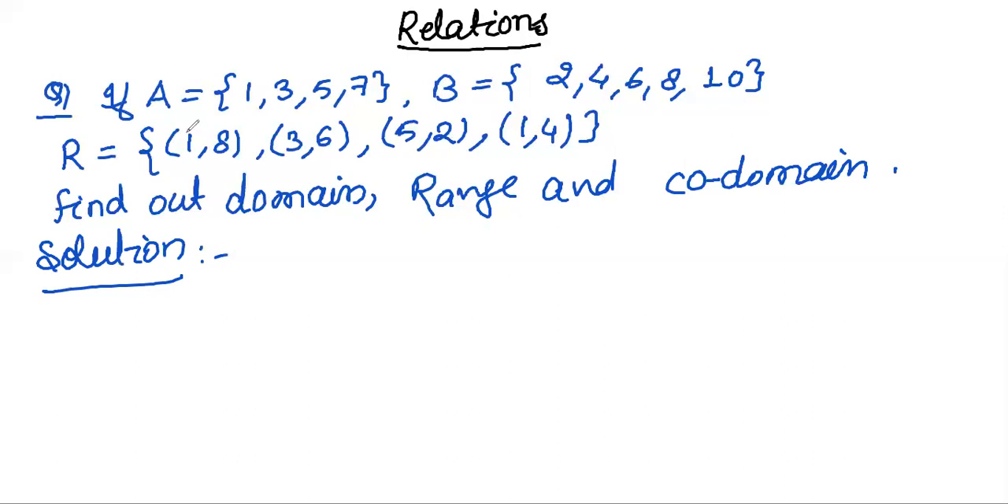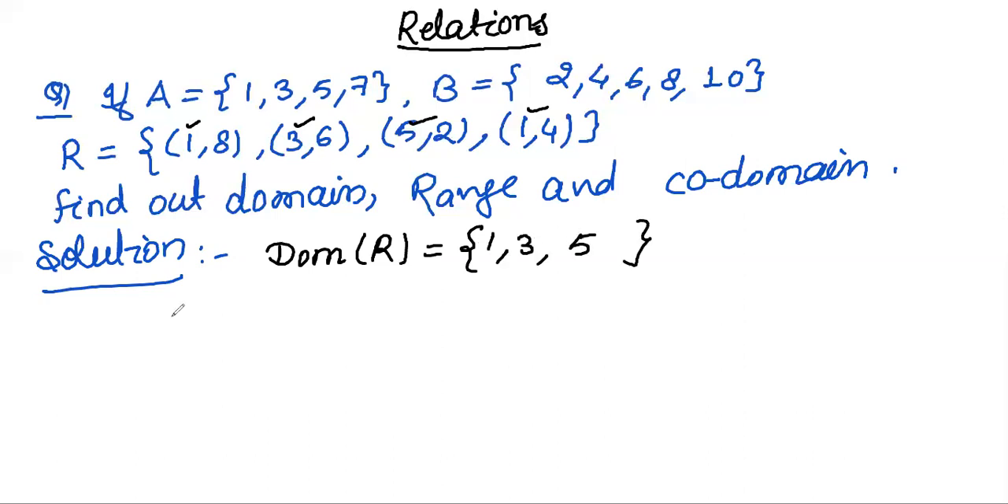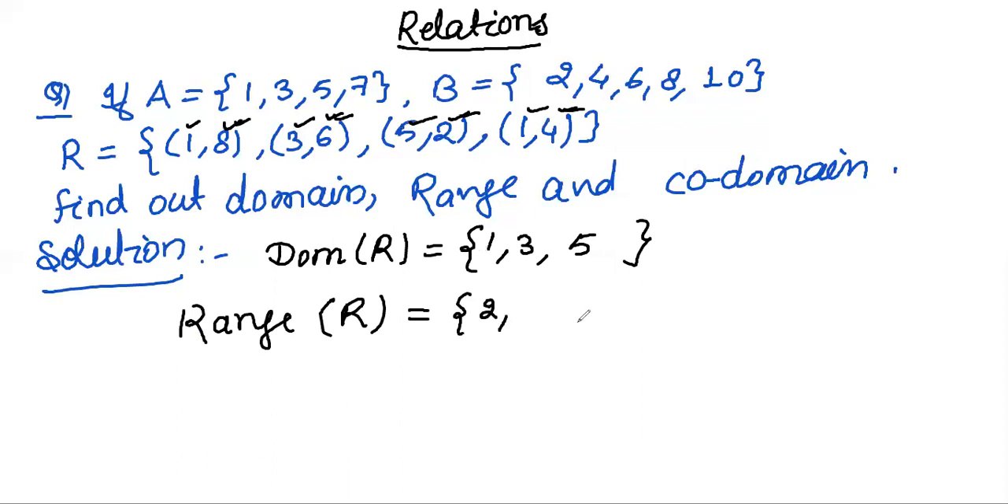So here R is given as (1, 8), (3, 6), (5, 2) and (1, 4). All first coordinates means 1, 3, 5 and 1. We will not repeat any element. So these are domain values. We will write here the domain of R in the form of a set: {1, 3, 5}. Now we will write the range. We know that it is all second coordinates of R: 8, 6, 2 and 4. So we arrange it as {2, 4, 6, 8}. So this is the range value, all second coordinates.